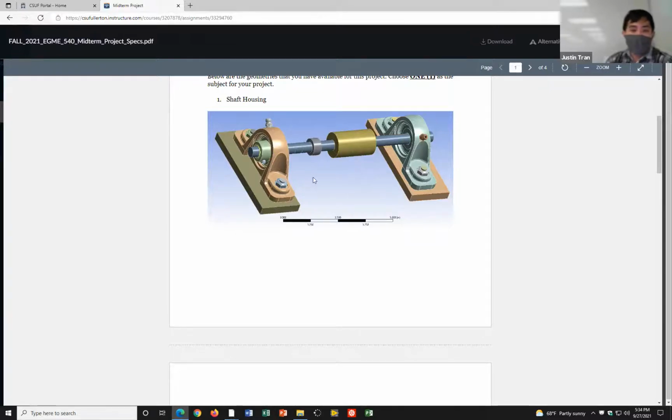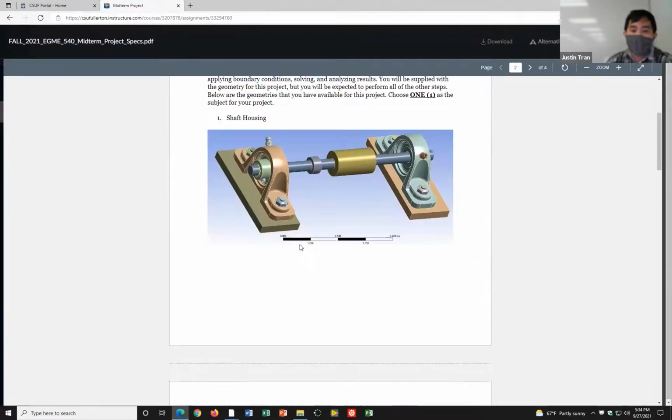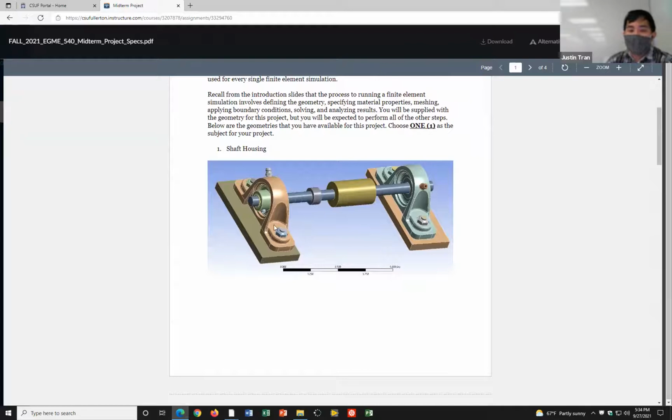Okay, and so most notably, what I want you guys to focus on, and I think it's more obvious here for the shaft housing versus the globe valve, is that there's a lot of extra parts to this geometry, right? And so you can see that in this CAD model, they've CAD'd up all the little nuts and bolts, all the little fittings here, okay?